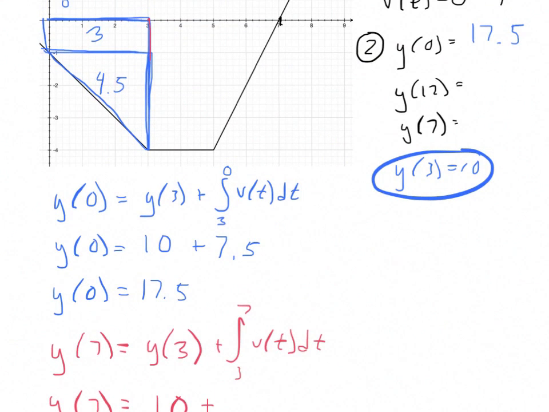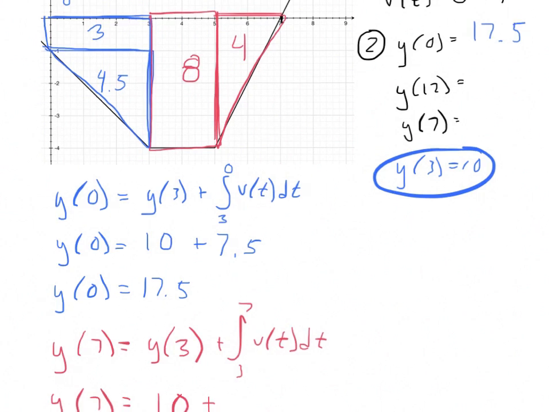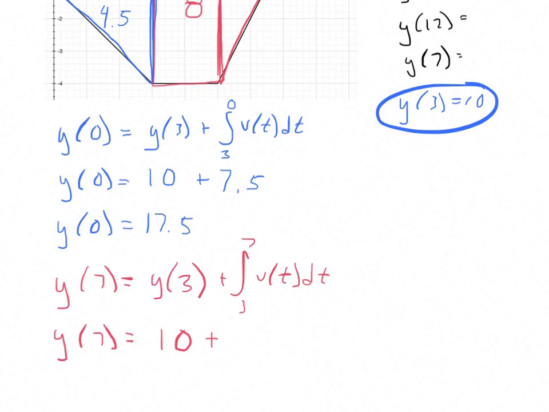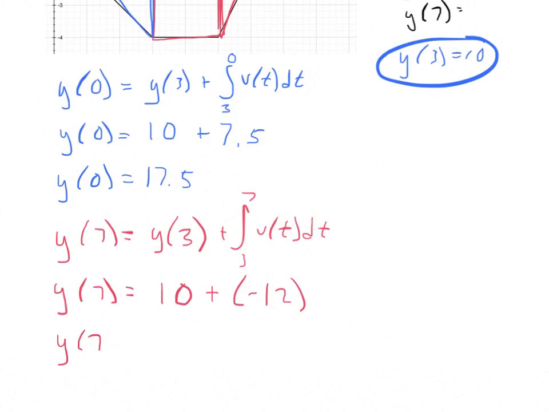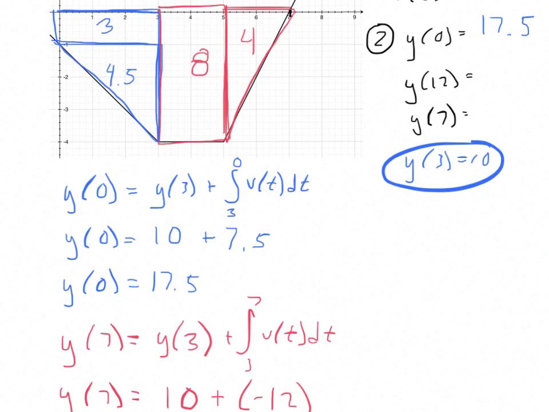We're looking at a rectangle here and a triangle here. The rectangle has an area of 8. The triangle is 4 by 2, so it has an area of 4. So I'm looking at that integral going from 3 to 7. That's the proper direction, so I use the orientation from up here. This is going to be negative 12. I just found that y of 7 is negative 2. So I can compile that in my list of values up here. Negative 2 for that one.